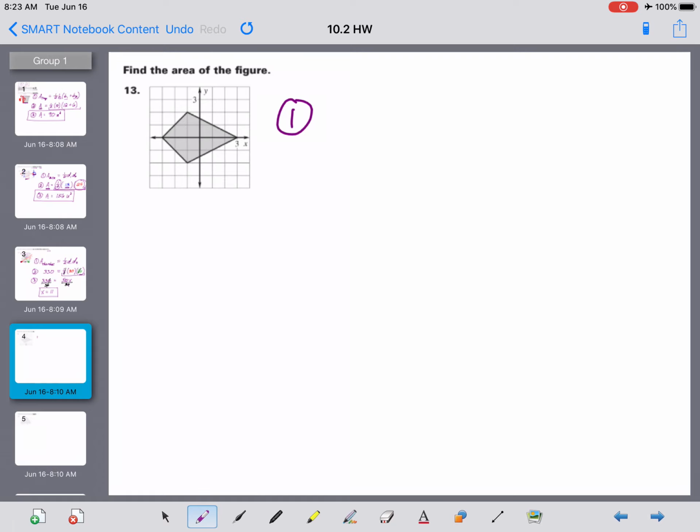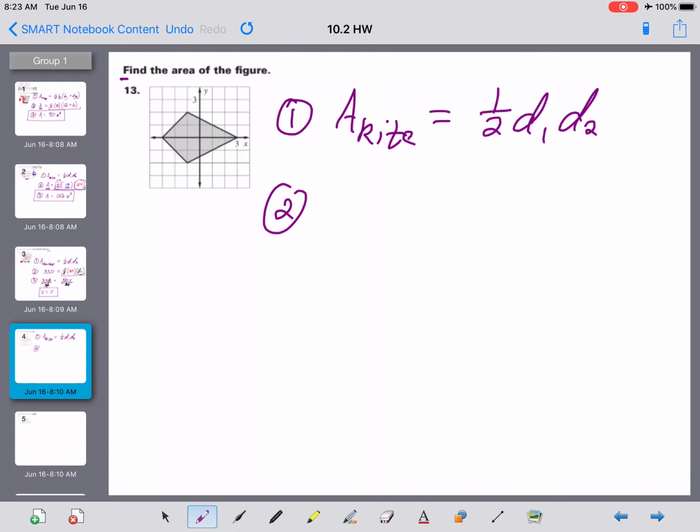Okay, so step 1, we are dealing with a kite, and the formula for area of a kite is 1/2 times diagonal 1 times diagonal 2. Okay, step 2, fill in what you know. Now again, look at the directions. That gives you a clue. Find the area of the figure. That means we're supposed to come up with A, meaning we don't know what the area is, so it's okay just to leave that as a variable. But we better know the value of both of our two diagonals. Otherwise, we're not going to be able to solve this problem.